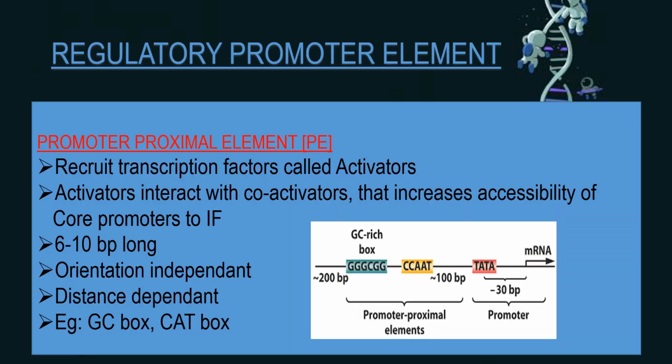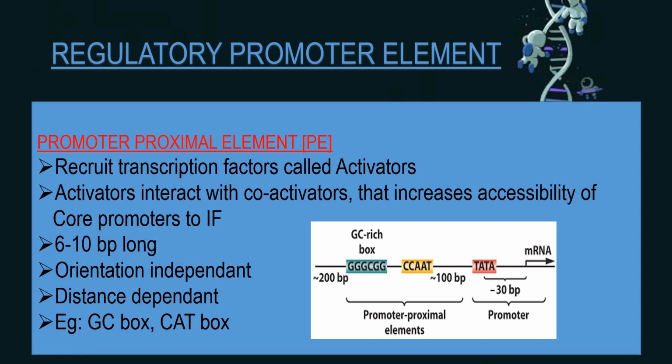We are discussing the regulatory promoter element. As the name indicates, it regulates the promoter. Regulatory promoter element consists of proximal elements, enhancers and silencers. First one, promoter proximal element. Promoter proximal elements are located proximal to the core promoter, either upstream or downstream. It is 6 to 10 base pairs long.